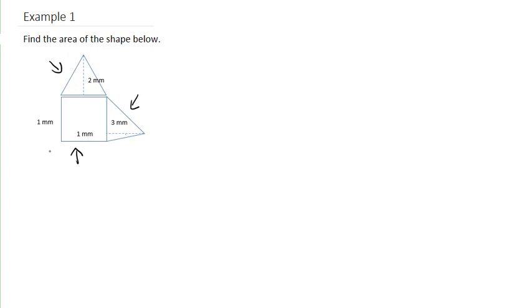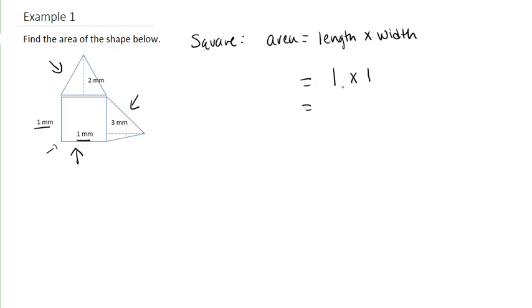So let's first handle the square, or the parallelogram. And so we remember that the square, or parallelogram, has an area which is equal to length times the width. So when we plug that in, we get 1 times 1, which is just equal to 1. And this is millimeters squared. We'll box it so we know that we need to add it at the very end.